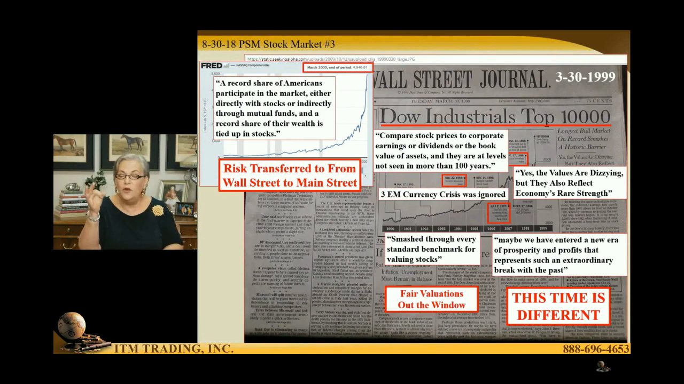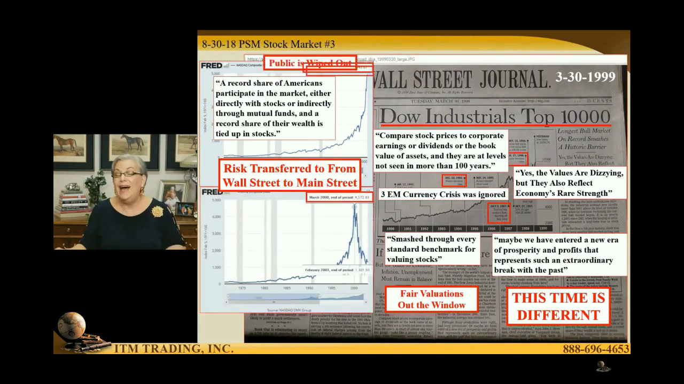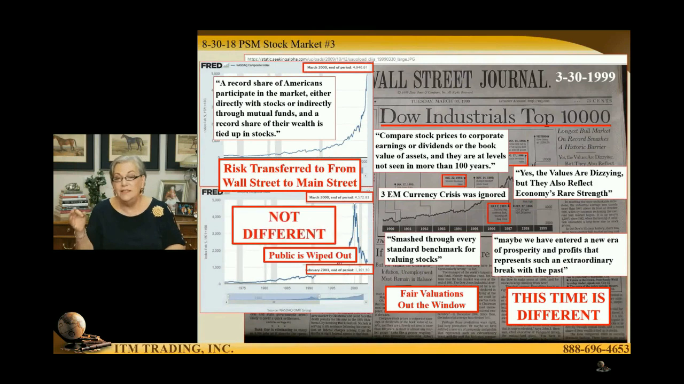They transferred the risk from the few to the many, got the public to participate in this. You know, really, was this time different? I don't think so. This time was not different, and again, it was the public that got wiped out as the insiders sold into the public. Can you see these patterns?